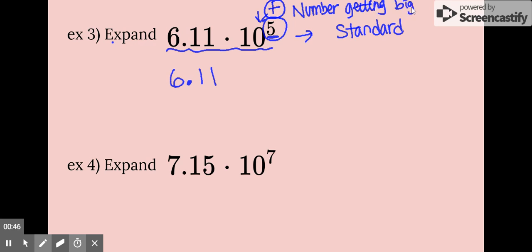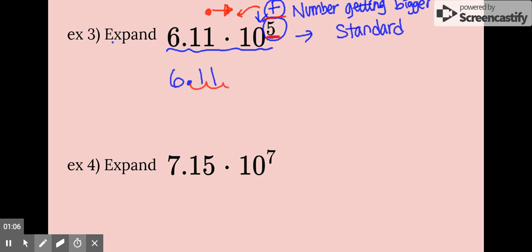bigger. The numbers are getting larger, numbers are getting bigger. And how many times do you need to move the decimal? 5 times to the right. So when numbers are getting bigger, when it's a positive power, you're going to move the decimal to the right. Okay, to the right.